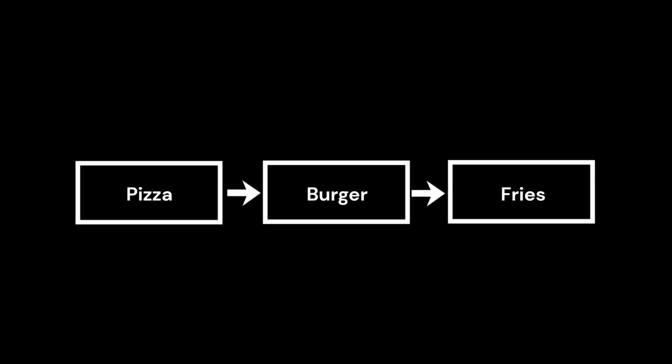Let's make it even simpler. Think of creating a list of your favorite foods. You write down pizza in one node. You connect it with an arrow to burger in the next node and fries or chips in the other one. This way, you have a chain of your favorite foods, one leading to the next.